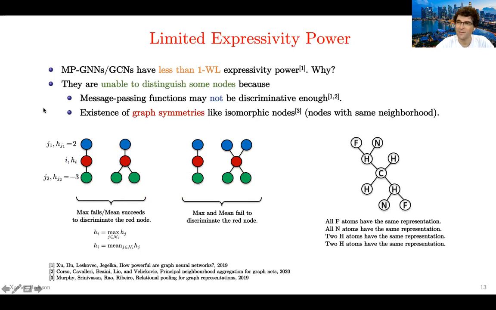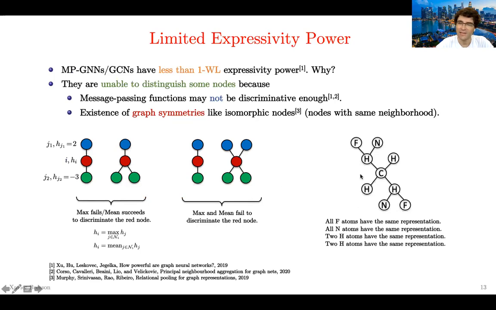But these message passing GNNs, theoretically, have limited expressivity power. The reason for that is they are unable to distinguish some nodes because the message passing function is not discriminative enough. For example, if you consider the max and the mean message passing function, if you take these two red nodes, they cannot be distinguished by using this message passing function. So you have a limitation due to the aggregation function.